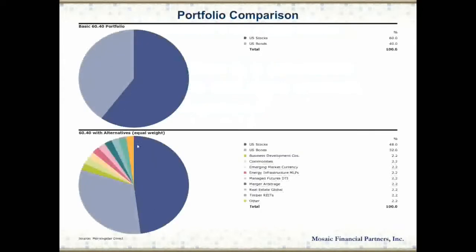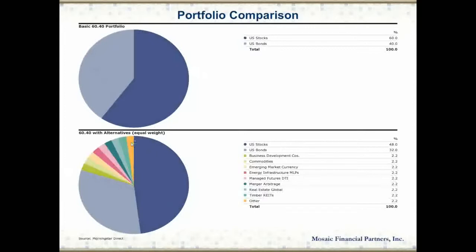So what we have here is two pie charts, and we're comparing the two. The first pie chart is your very basic 60% stocks, 40% bonds. So we have 60% in U.S. stocks, 40% in U.S. bonds. This is your traditional diversified U.S. portfolio. What we've done is taken this portfolio and carved out room to put 20% in the 9 alternatives.